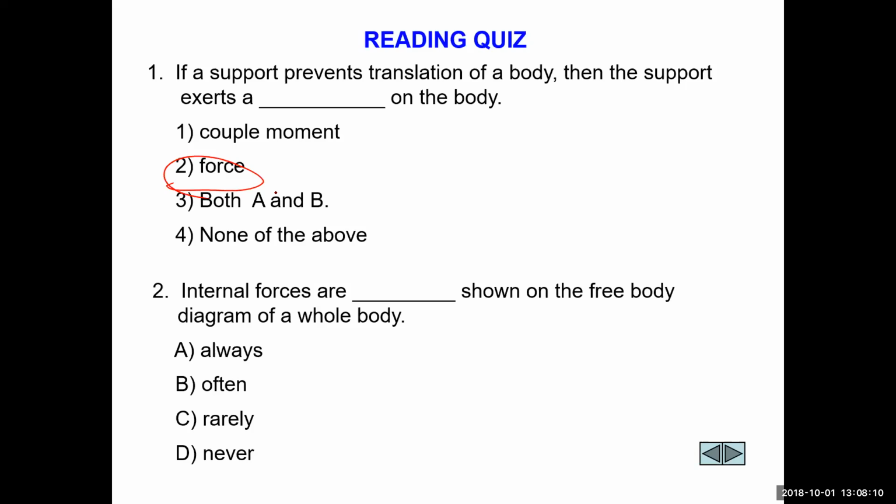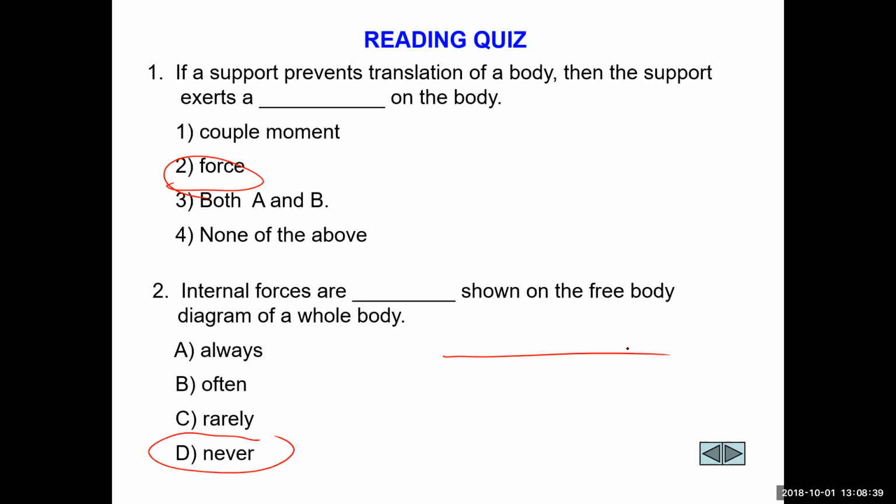Internal forces are shown on the free body diagram. The whole body. Never. What is an internal force? Forces within the system, good, or within the materials that make up the components of the system. Those are also internal forces.